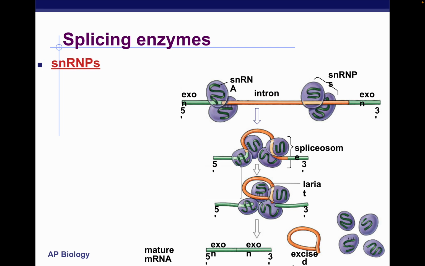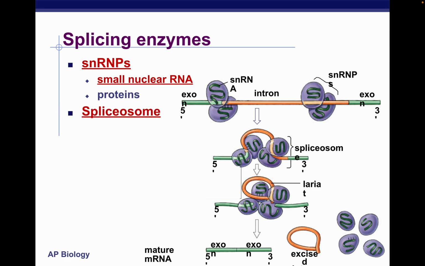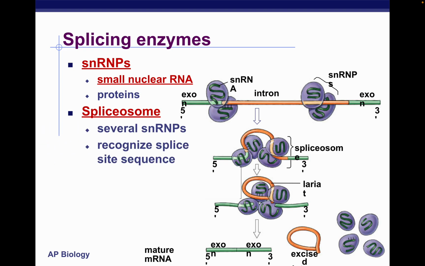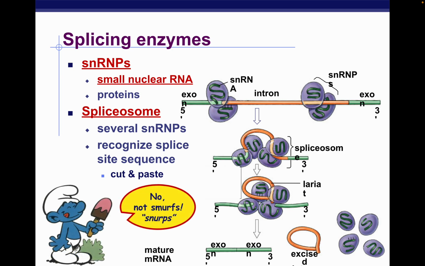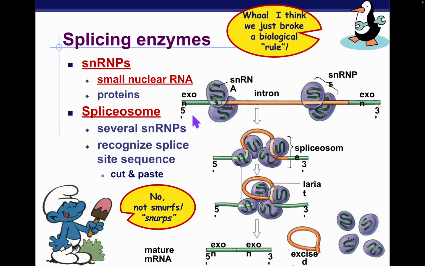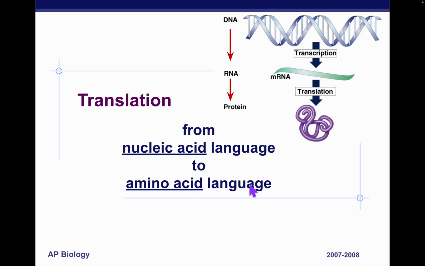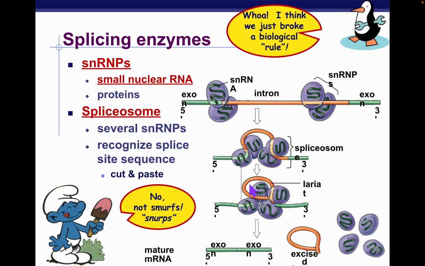So these are our splicing enzymes. They're called snRNPs. They're small nuclear RNA molecules, okay? And they come in here. They're little proteins, and then we have spliceosomes that are several of them, and they recognize and splice out a specific sequence. And literally cut and paste. It's just showing you how this is done. All right. So that ends transcription.